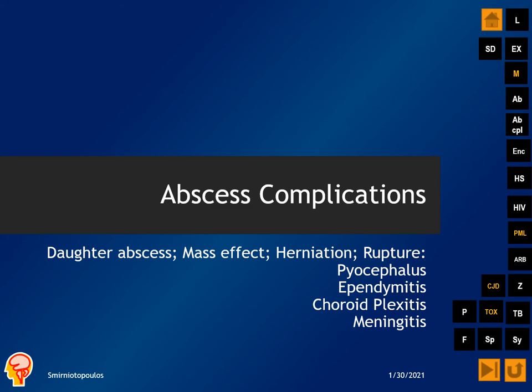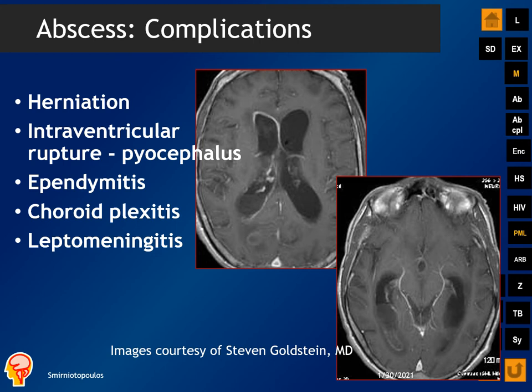If we have intraventricular rupture, we're going to have pyocephalus and ventricular infection of the choroid plexus, and that can also spill into the subarachnoid space. Illustrated here is rupture from an occipital lobe abscess into the ventricle. We've now developed periventricular ependymal enhancement from the ependymitis, and we can also see here that there is infection in the interpeduncular cistern and pus in the dependent portions of the occipital horns of the lateral ventricles.